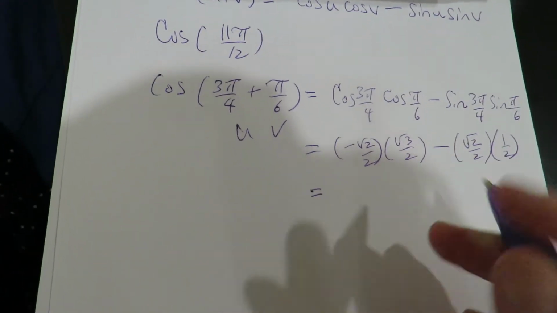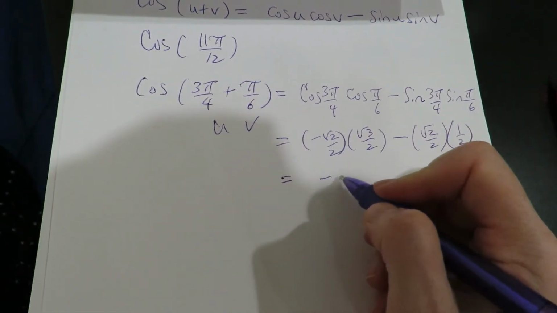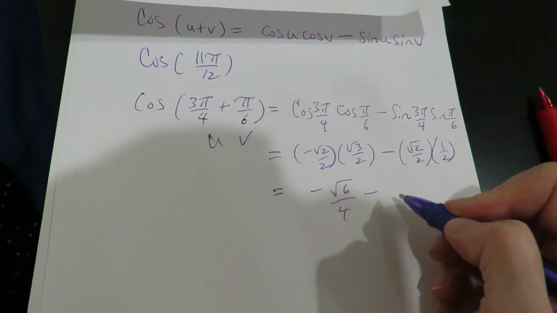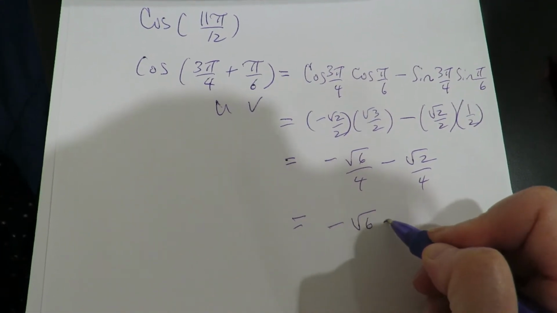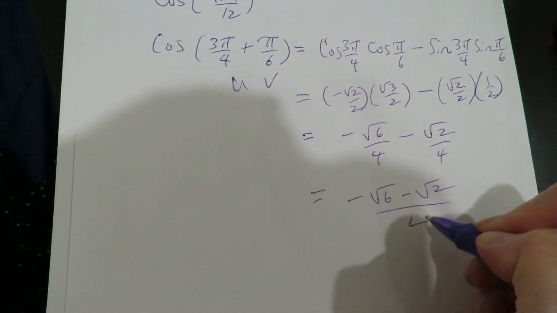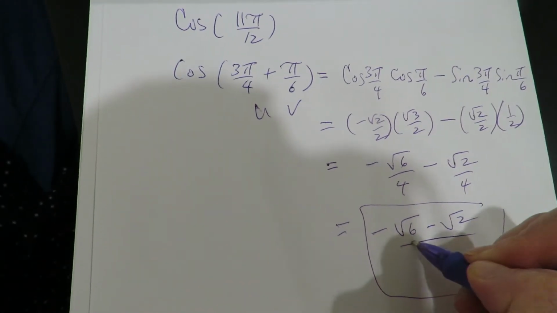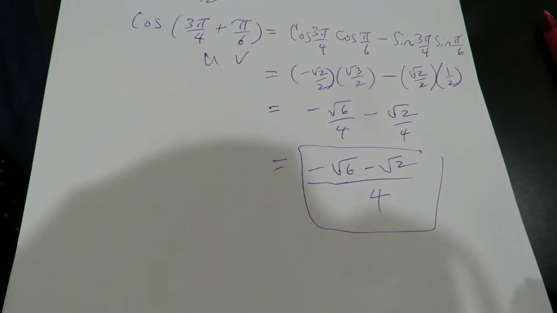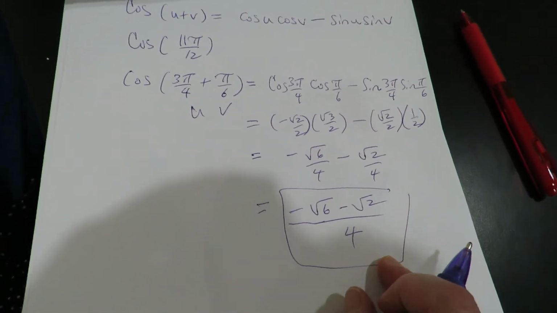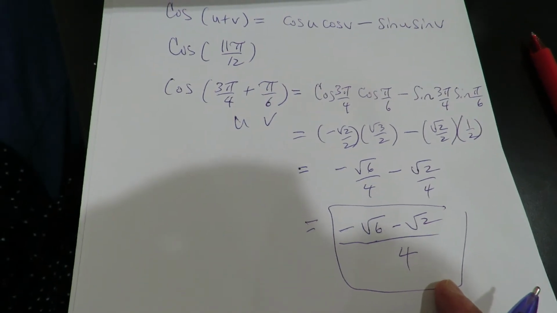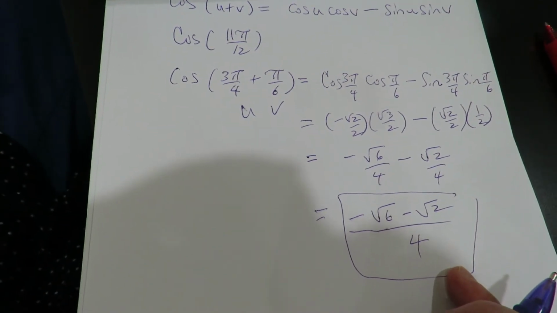Alright, I'm going to do the math here, crunch it out. You'll notice the answers always look very similar. That's fine. There's always going to be like that for this section. Okay, and that's going to be the cosine of 11 pi over 12. Okay, I hope that clarifies it.